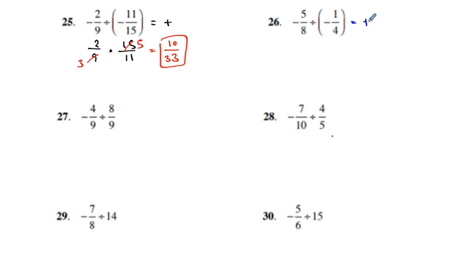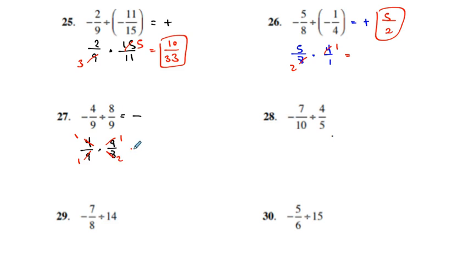Again, negative divided by negative is going to be a positive. Keep your first fraction, change division to multiplication, take the reciprocal of the second number. 4 goes in there twice, in there once. 5 times 1 is 5. 2 times 1 is 2, and you get 5/2. Negative divided by positive, negative. 4/9 times 9/8. 9's go away, thank you. 4's go into 1, and you're just left with negative 1/2.